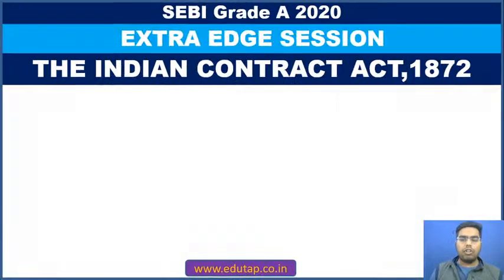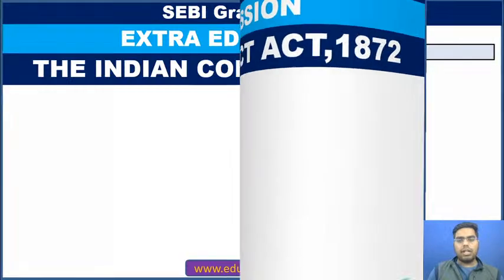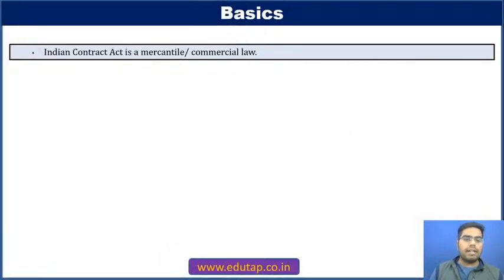Now today's lecture, guys. We are starting with the Indian Contract Act 1872. Clear? If you're having any doubt on the income tax points, you can ask me in the chat box. First of all, the Indian Contract Act is a mercantile or commercial law. What do you mean by mercantile law or commercial law? There are different types of laws in India: criminal laws, civil laws. Similarly, there is commercial law. Some of the acts, like the Sale of Goods Act and the Negotiable Instruments Act, are classified as mercantile or commercial laws. So the Indian Contract Act is also a mercantile or commercial law. Clear?